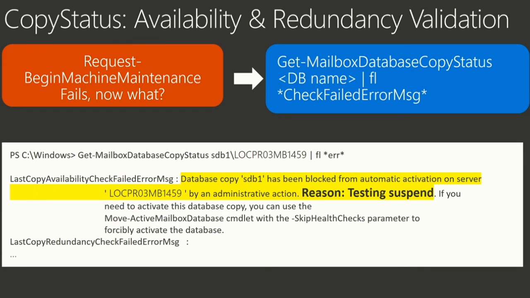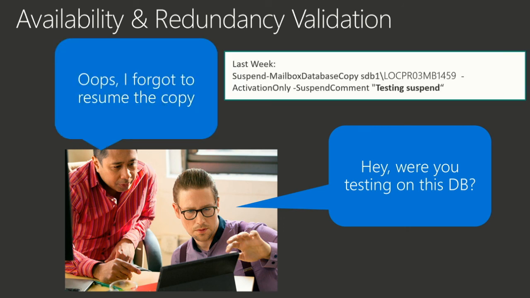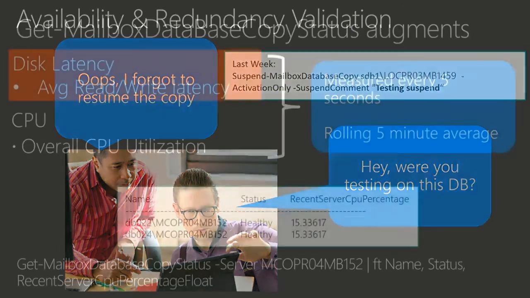This one is about availability and redundancy validation. So let's say you're doing Request-BeginMaintenance and it fails and it gives you the database. Now you can troubleshoot why that happened by piping out this check failed error message. So here, the reason that that database failed is "testing suspend." That looks like someone free-text formed that. If it was automated, it would probably be longer, right? So you go to your colleague and you're like, were you doing some sort of testing on this database? He's like, oh, yeah, I just forgot to resume the copy. I was doing this last week, and I put in the suspend comment as "testing suspend." So this just helps you with troubleshooting a little bit.